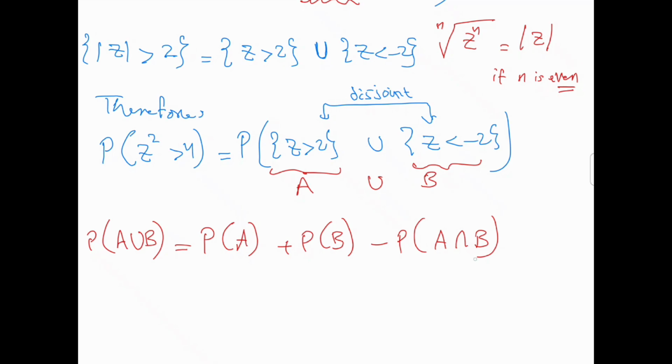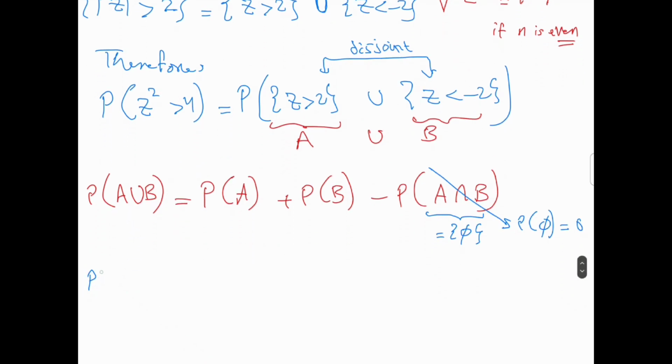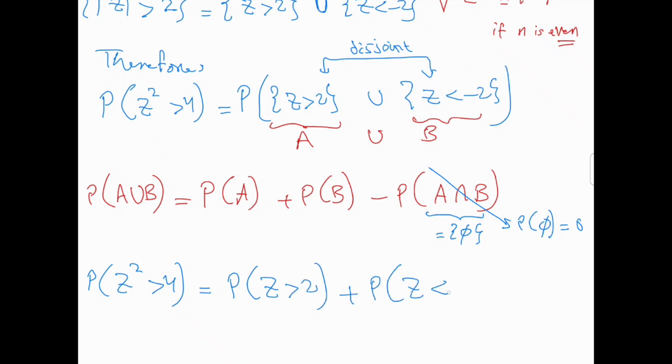Because they are disjoint, the intersection of A and B is the empty set, or the null event. And the probability of the null event is equal to 0. So therefore, we can write the probability that Z squared is greater than 4 as the probability that Z is greater than 2 plus the probability that Z is less than minus 2.